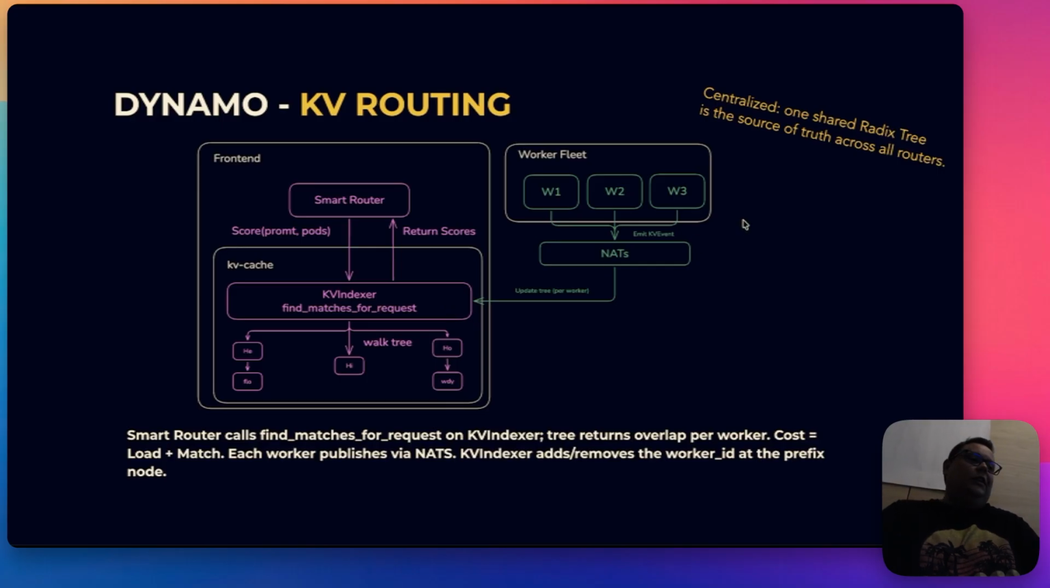The cool part here is because it's centralized and it's a shared radix tree, it's the source of truth for all routers, right? Means if a router is starting up again because they're scaling it up, the first thing the router is doing is asking the radix tree, like, hey, I'm new, what is the current state of the trees? And then it can start walking. So that's the big difference to what we're seeing in llm-d.